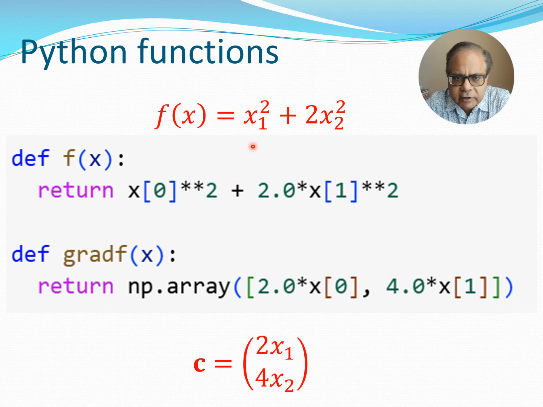So essentially our function is very simple, x1 square plus 2x2 square. So the corresponding Python function is going to return x1 square plus 2x2 square. Now of course remember Python starts from 0. So instead of 1 and 2 as the subscript, I have to use 0 and 1. Now the next function returns the gradient vector which we require for the steepest descent method. So the gradient of this function is 2x1 and 4x2, and so I can return this particular vector here, and that's going to give me the gradient at any point x.